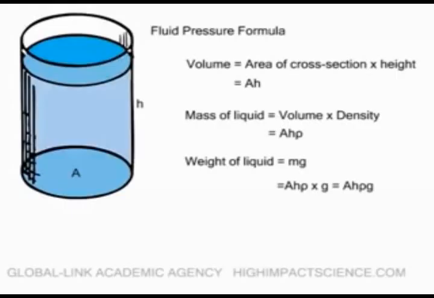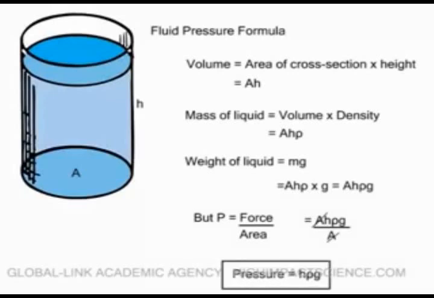Definition of pressure: pressure is equal to force over area. Force is the weight of the liquid, so A H rho g over A. The A cancels out and pressure is equal to H rho g. Therefore, pressure exerted by the column on A is given by H rho g.